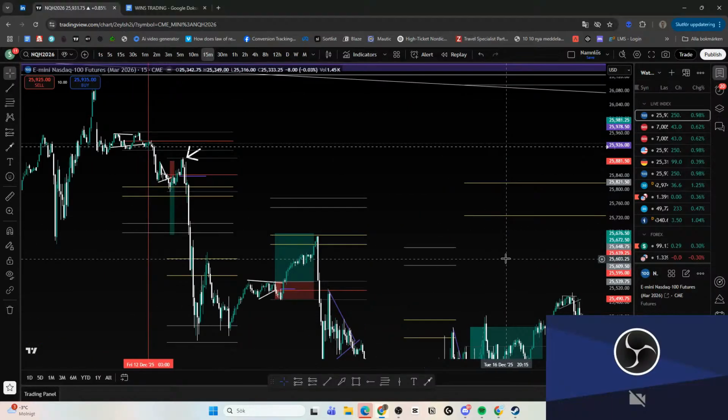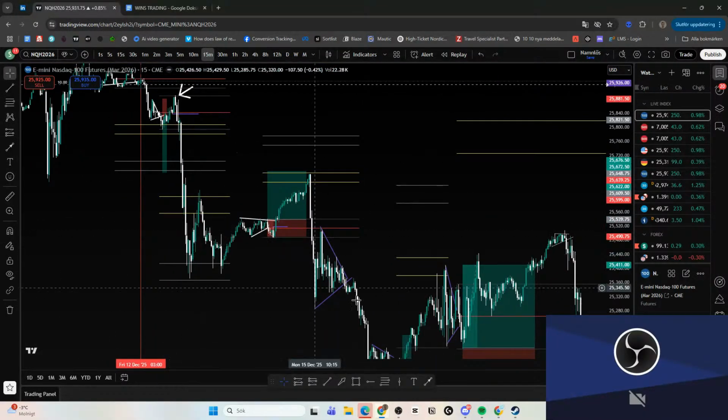Now, is there anything else all these setups have in common? I mean, they all sweep the liquidity of the pattern.